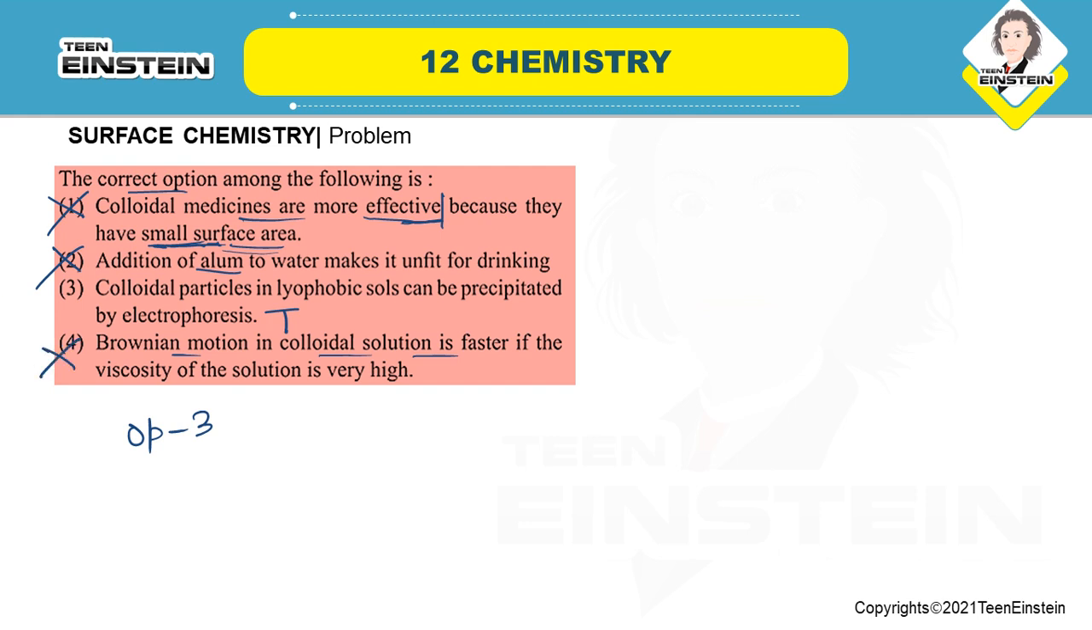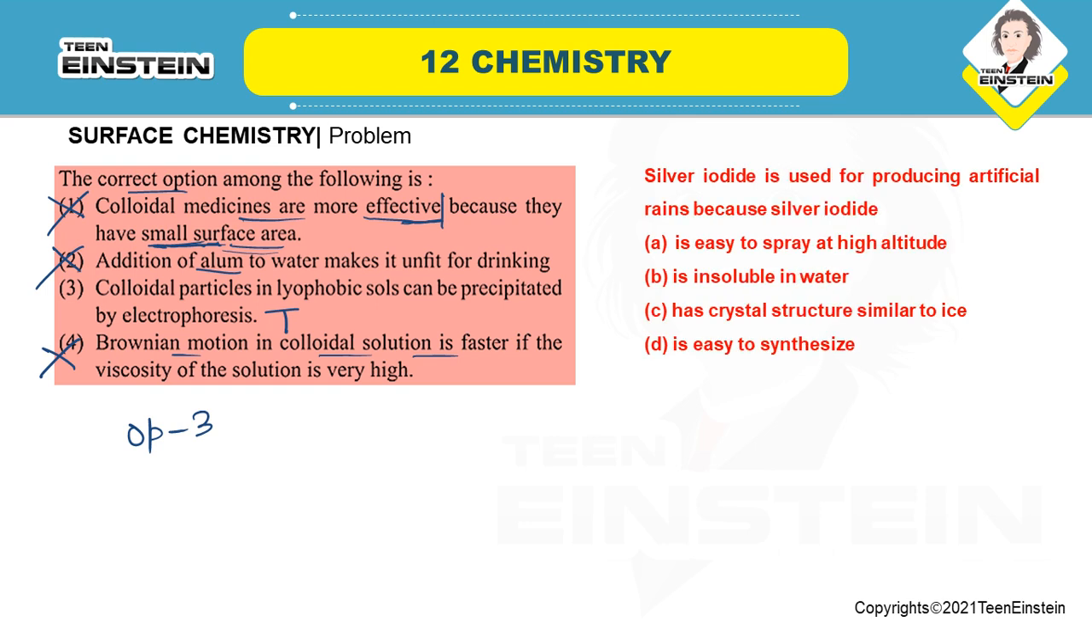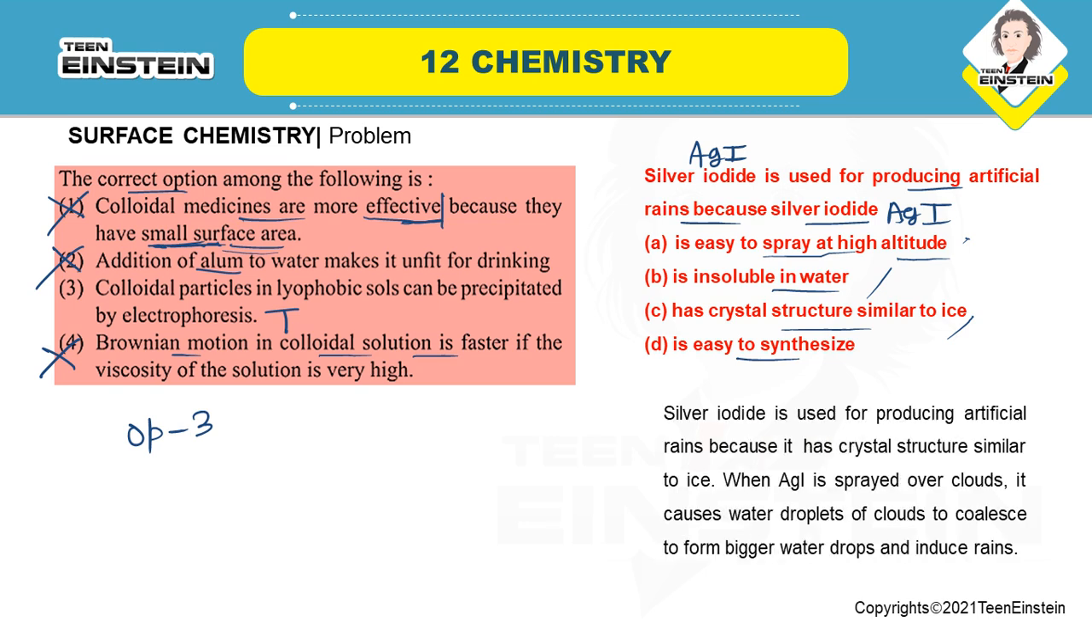Fine. Next one. Silver iodide, AgI, is used for producing artificial rains. Basically we have to find which reason is correct. Easy to spray at high altitude, insoluble in water, has crystal structure similar to ice, easy to synthesize. Here the correct option is option C. Silver iodide is used for producing artificial rains. The reason is it has crystal structure similar to ice.